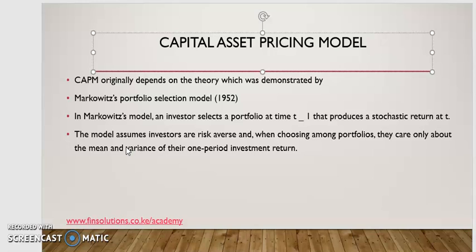T. The model assumes investors are risk averse, which means they prefer lesser risk. When choosing among portfolios, they care only about the mean and variance of the one period investment return. Generally, we use the capital asset pricing model in determining the required rate of return of a company or an asset.